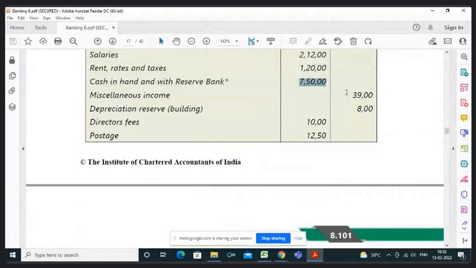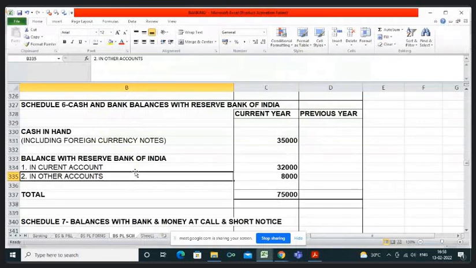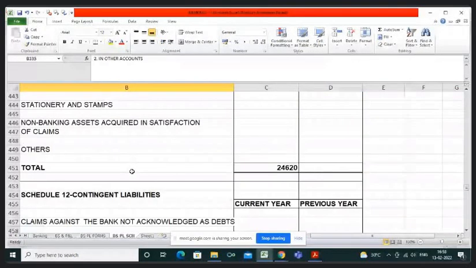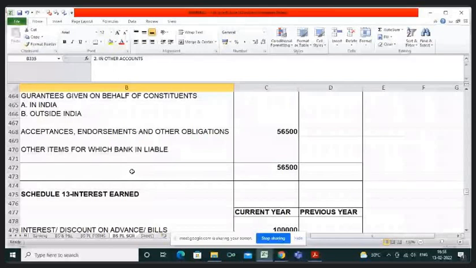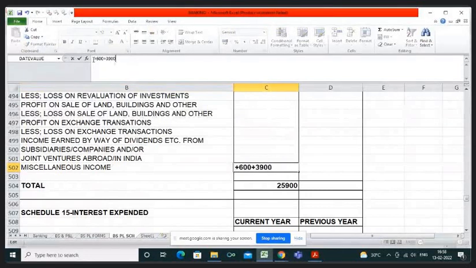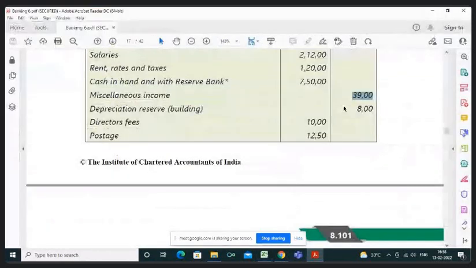Now we'll move on to the miscellaneous income. Miscellaneous income is 3,900. So it will be part of the other income, schedule number 14. Miscellaneous income. Already rent we have as one miscellaneous item. So with that we have to add another thing also. 3,900 is miscellaneous income. 4,500 will be the total.